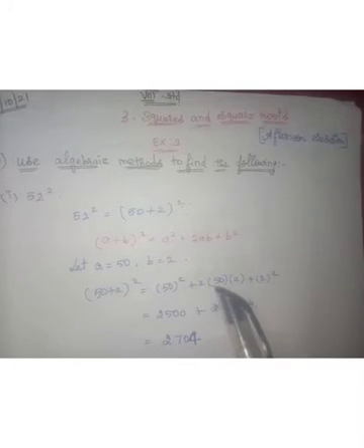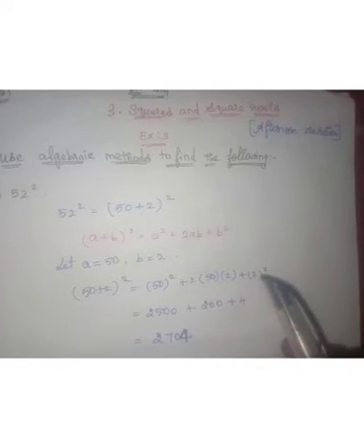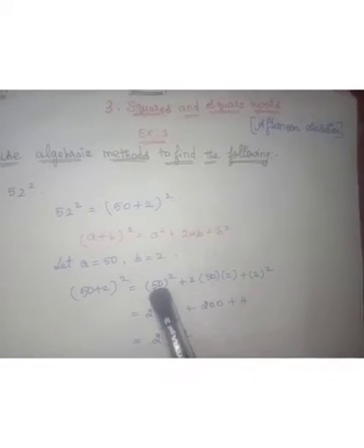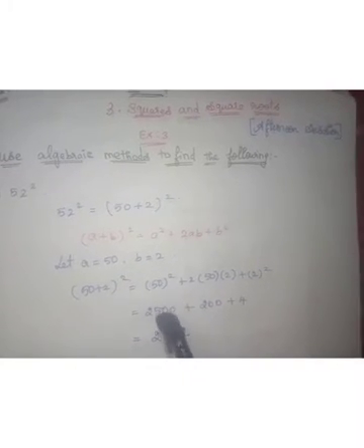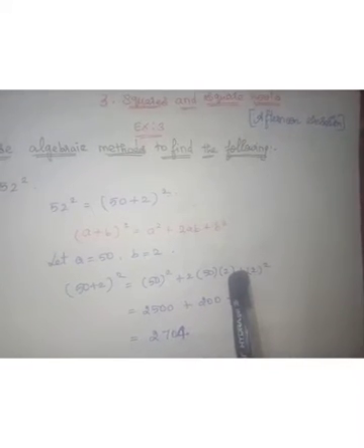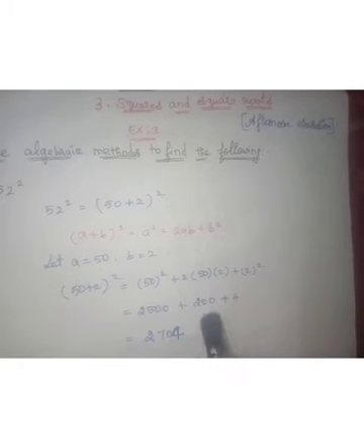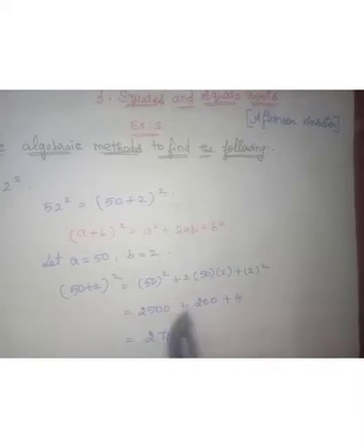First of all, a square, that means 50 the square, plus 2 into a into b, so 2 into 50 into 2, plus b square, 2 square. 50 the whole square means 5 square is 25, with two zeros, so 2500. Then 2 fives are 10, 10 twos are 20, so 200. Then 2 twos are 4. Now add these three numbers: 2500 plus 200 is 2700, plus 4 is 2704.